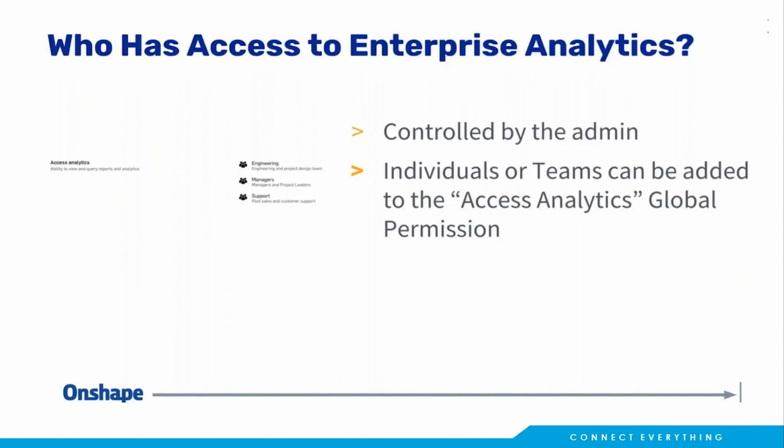So who has access to analytics? It's really the administrator, but he can give those permissions to other people so that they have access to it. And you can also give it to teams. Let's say you have a project and you assign a team to accomplish this particular project. They can, as a team, take a look at the different analytics for that project. How much time do we spend on it? Things like that.